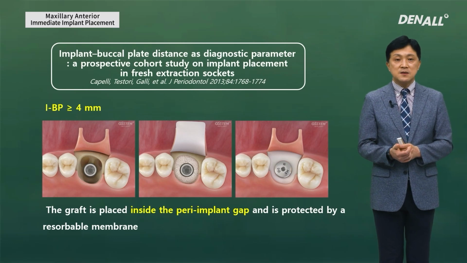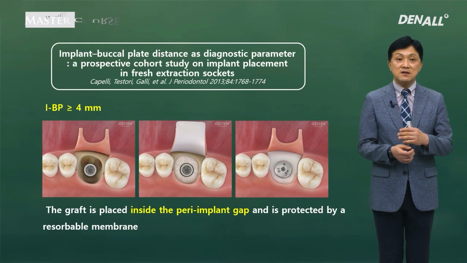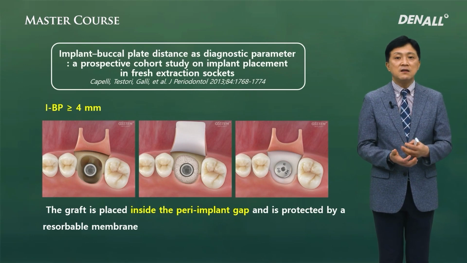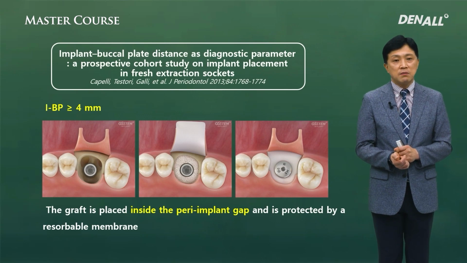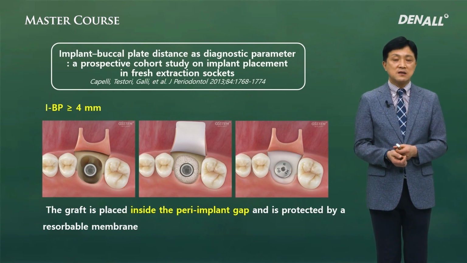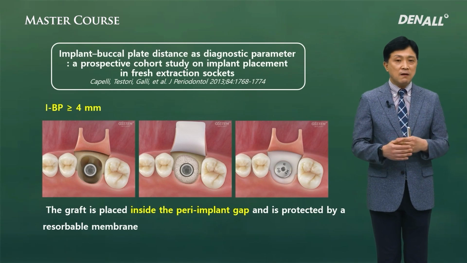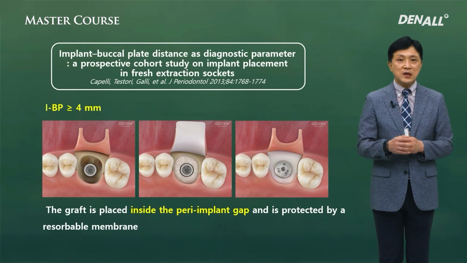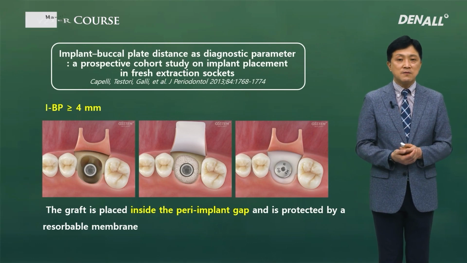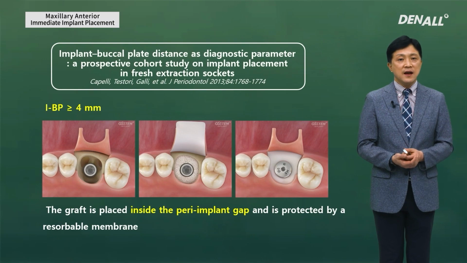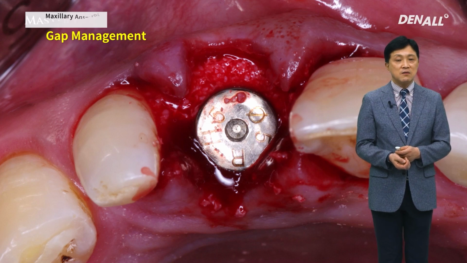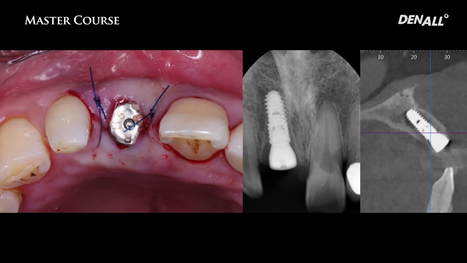When IBP is bigger than 4 millimeters, so if the distance from the labial bone plate to the labial surface is more than 4 millimeters, internal socket graft only would be good enough. So from the implant collar to the labial bone plate, the outer surface, if the distance is 4 millimeters or bigger or below, the bone graft type can be selected. Collagen graft is done in this patient, and it is sutured.